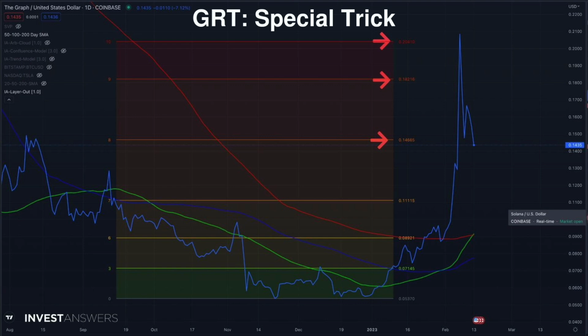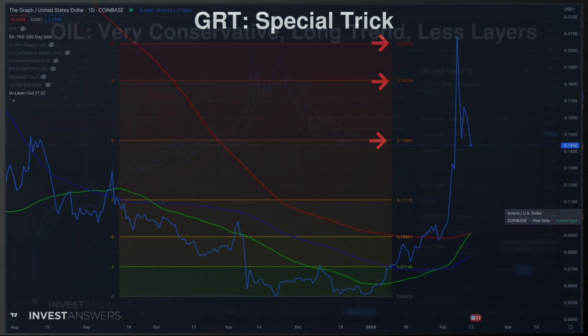So you could have exited all the way up, and now you can start accumulating back in again under 14 cents. And you can see here it went up through the 11 cents layer, the 14 cents layer, the 18 cents layer, and the 20.4 cents layer. And that shows you the beauty of this volatility and how you can use the system to identify optimal points to get in and get out, and then get back in again if you want. That's the special trick. And all of this happened just this year. So we're talking less than 6 weeks.